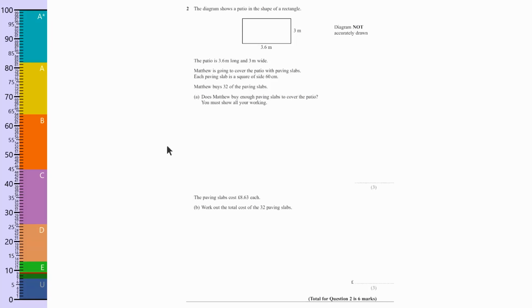So in question 2, there's part A and part B. I'm going to give you a few seconds now to pause the video and have a go at this, and you can see already if you answer this correctly you will be on an E grade, which is not too bad for a few minutes work. Have a go.